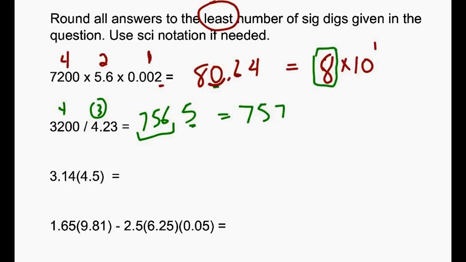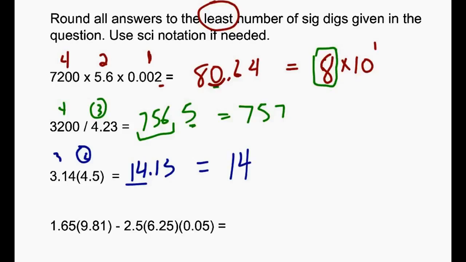Okay, one more. 3.14 times 4.5. We get 14.13. We have 3 digits there, 2 digits there, so 2 is going to be the right answer. So we only want 2. In this case it's just 14, because the next digit is a 1. We don't need to round up, we just leave it as 14.